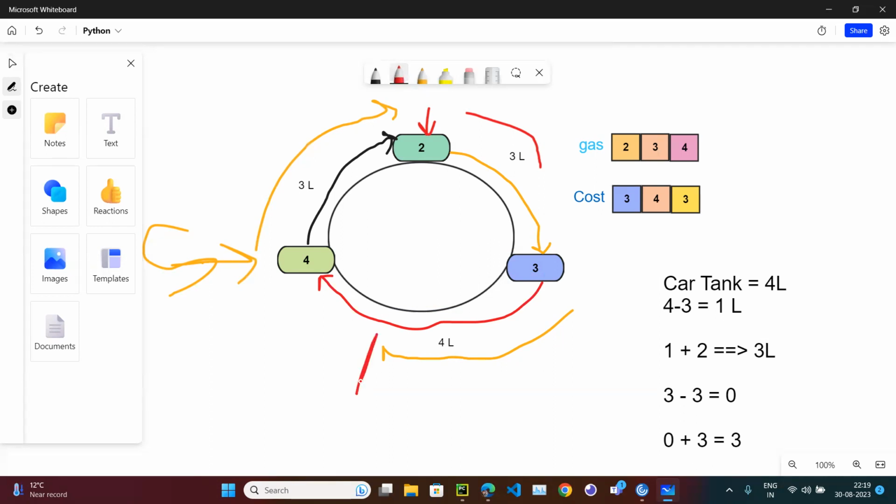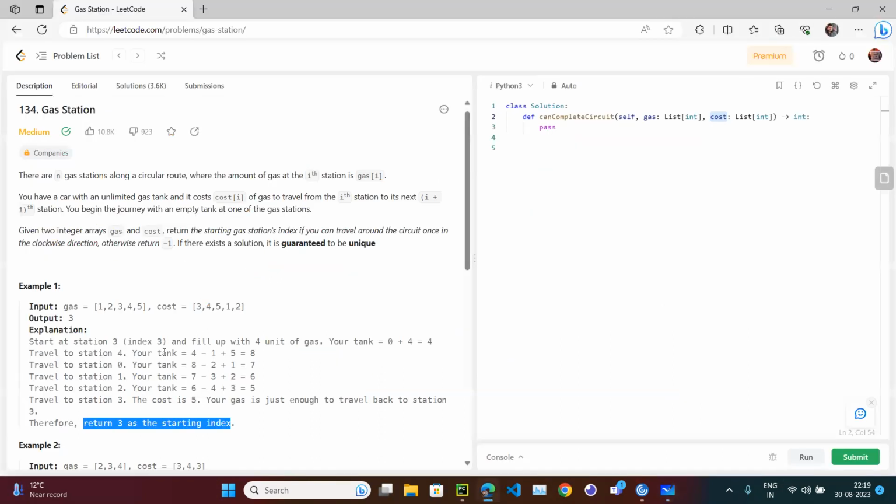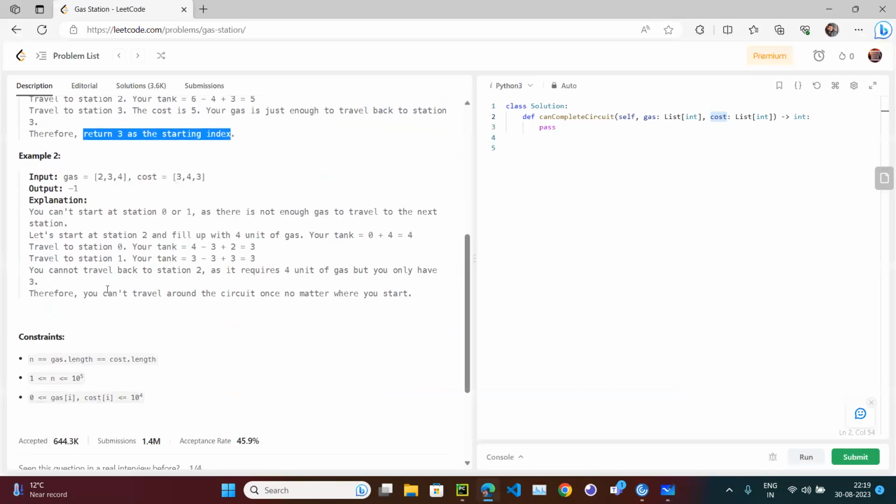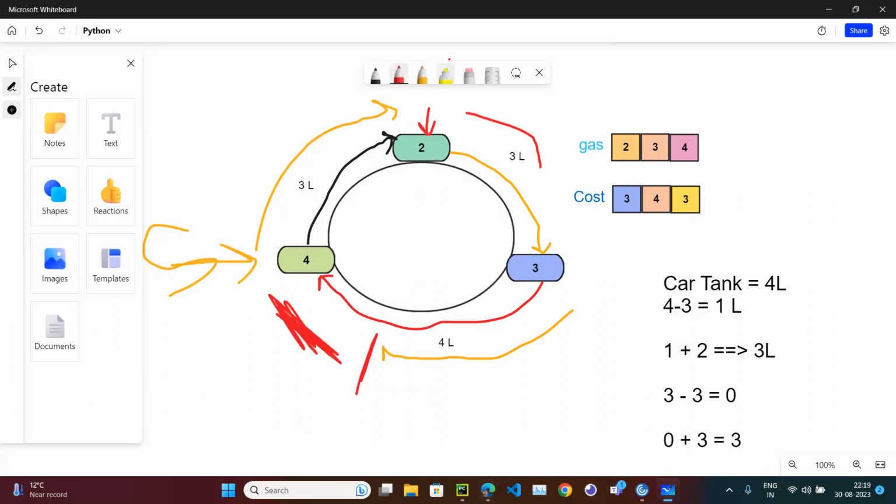We only reached till this part. We start from here. We have not covered this area. Right? So we have not reached that part, so we have to return -1. That's why in this question they are returning -1. Output is -1. Okay. So now it's clear, right?